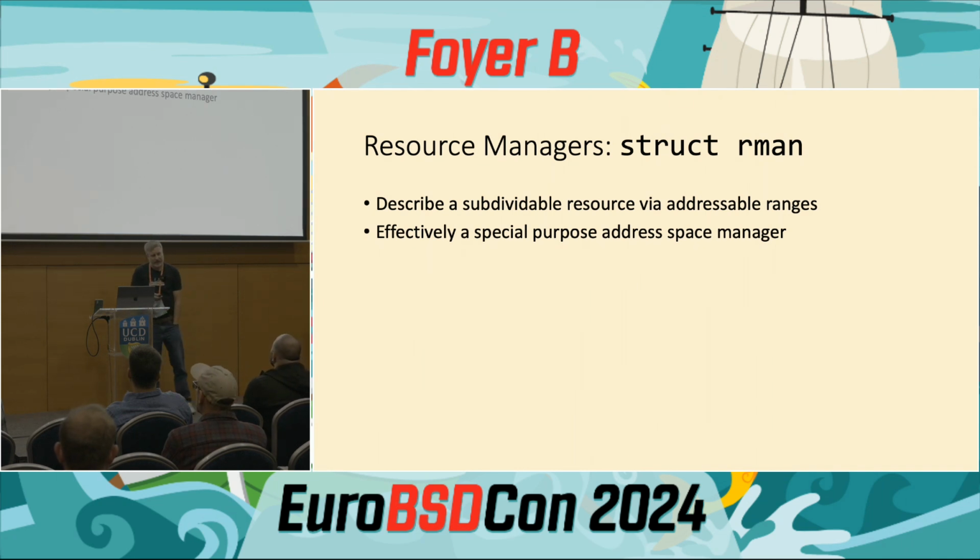We have several address space managers in FreeBSD now. We have things like vmem that back kmem for KVA allocation. When NewBus was first written, we had a specific one for kernel memory, but we didn't have others, and so this rman was written for a special purpose.